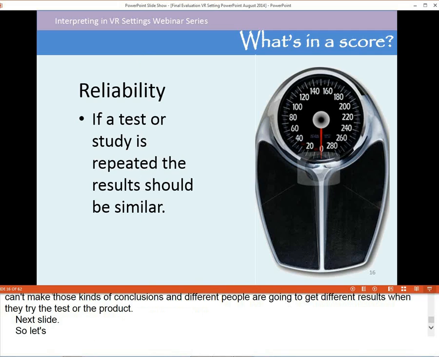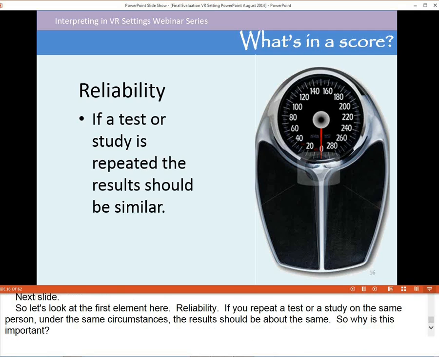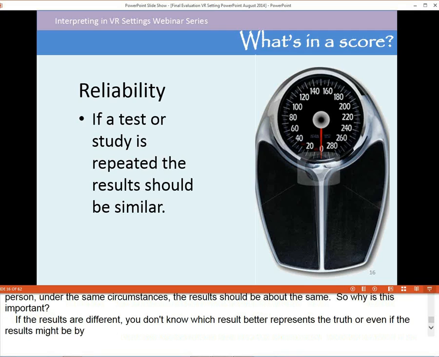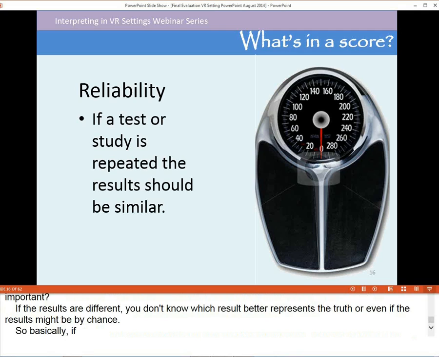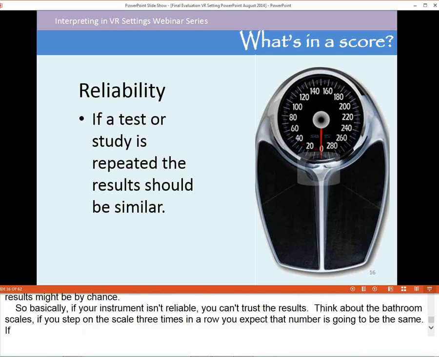So let's look at the first element here, reliability. If you repeat a test or a study on the same person under the same circumstances, the results should be about the same. So why is this important? If the results are different, you don't know which result better represents the truth, or even if the results might be by chance. So basically, if your instrument isn't reliable, you can't trust the results. Think about the bathroom scales. If you step on the scales 3 times in a row, you expect that number is going to be the same. If it's not, you don't know which number is right or if any of them is right.